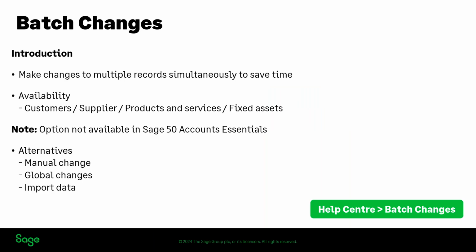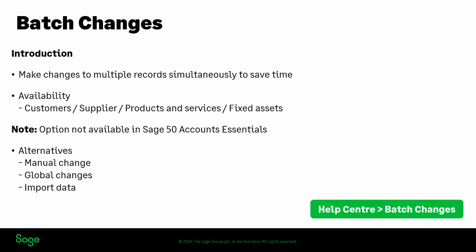So let's start with a little bit of an introduction to batch changes. Batch changes has been around quite some time now, and it enables you to make changes to multiple records simultaneously, so you're not having to sit there keying in the same change. For instance, if at the end of the year you're going to review things like customer credit limits, rather than sit there keying them in against each customer, or wanting to make a similar change, you don't have to do that.